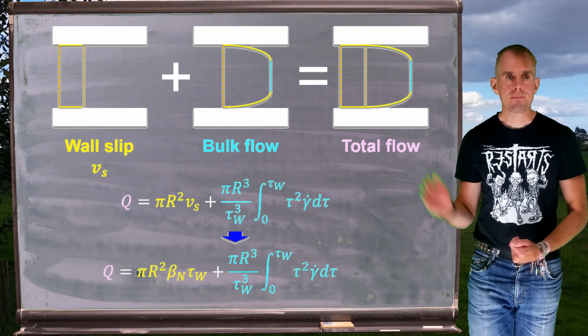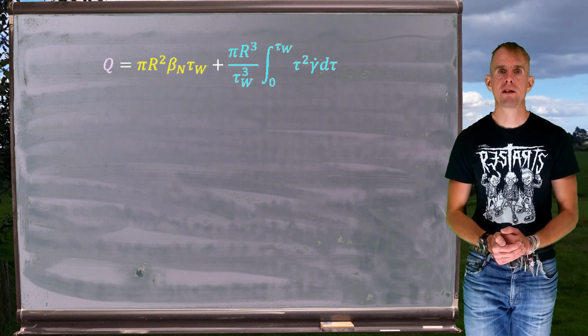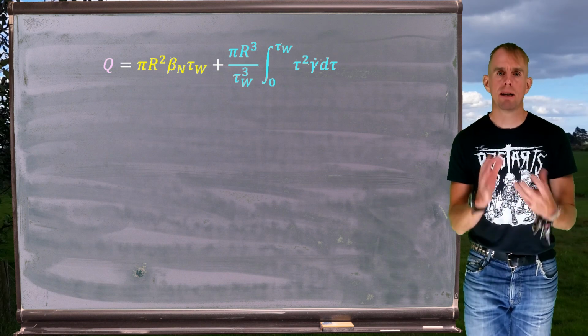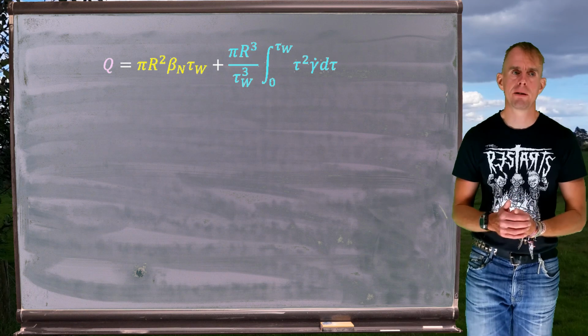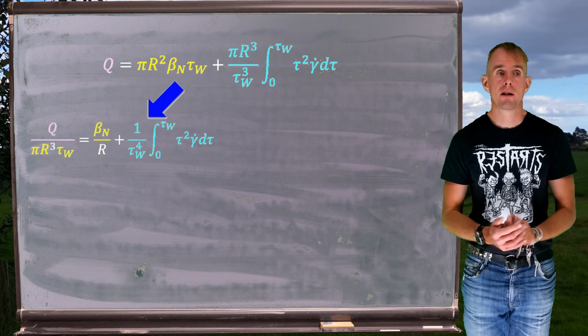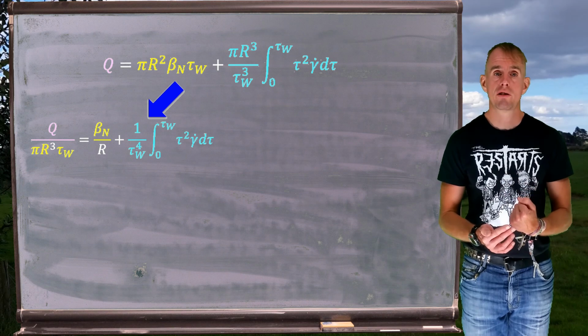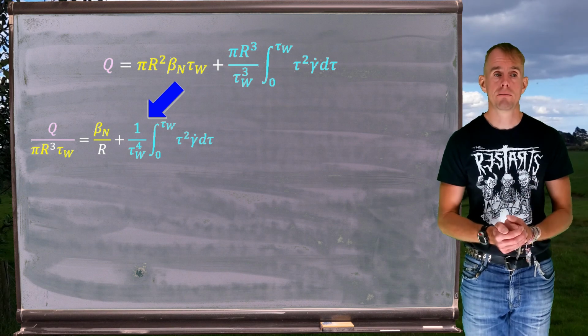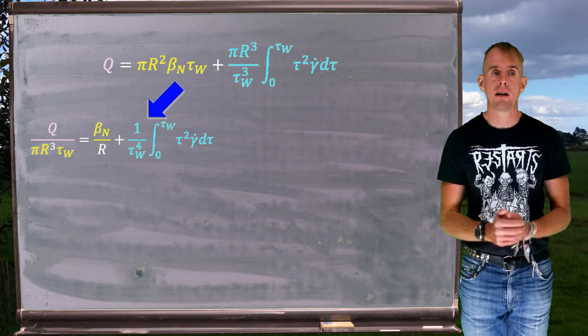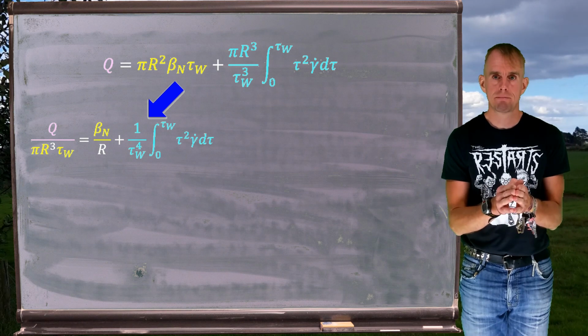So here on the board in front of you is a reminder of the equation that we've just developed. And what I'm going to do is just manipulate it subtly. So the first manipulation I want to do is divide through by terms involving wall shear stress and pi r cubed. That allows me to write beta n over r as a term in this equation.